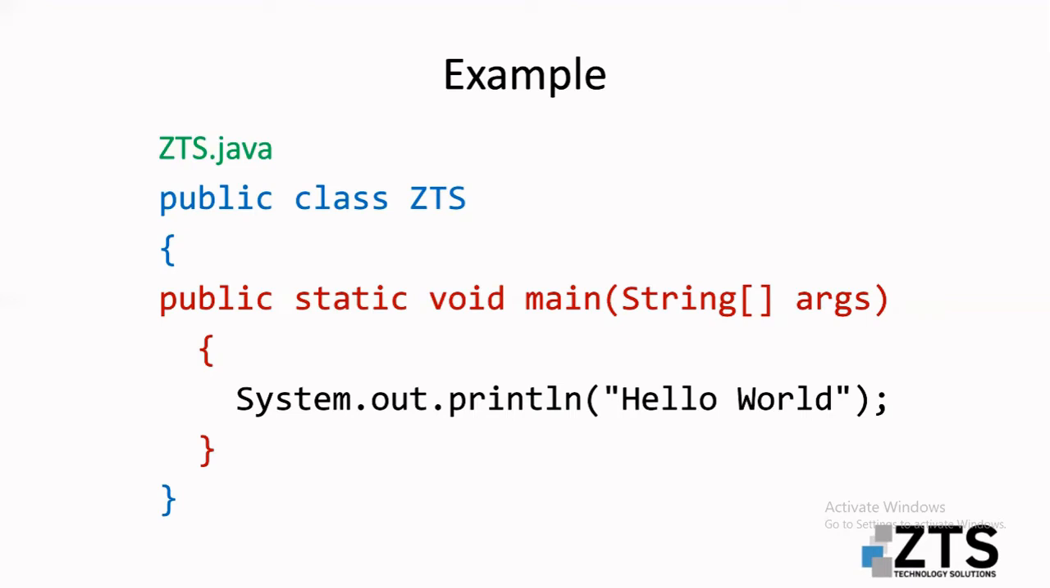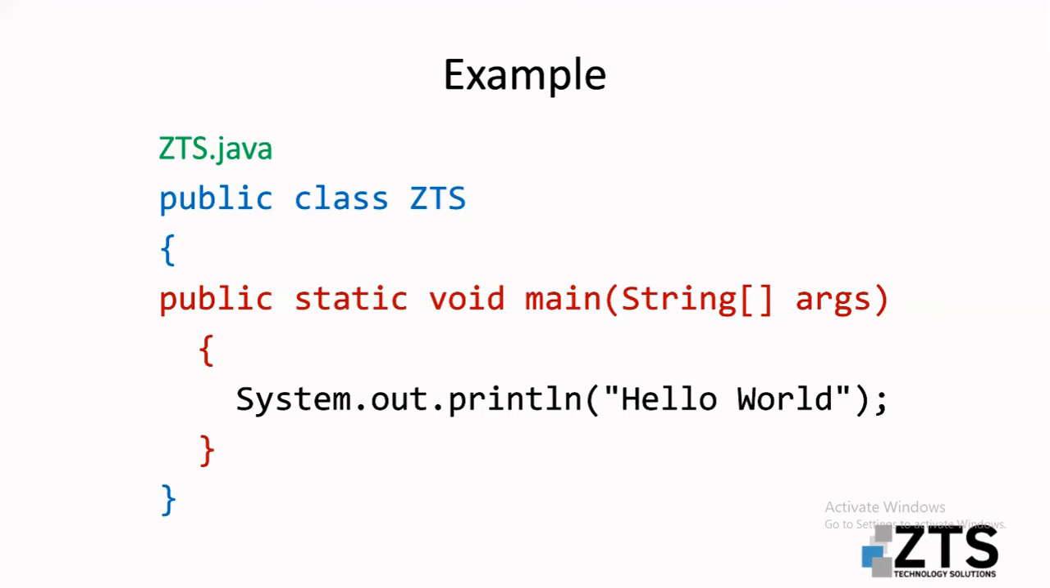Public static void main is the default method of the class. We have to define the main method in each class. It will be the default method for each class when we write code inside Java.